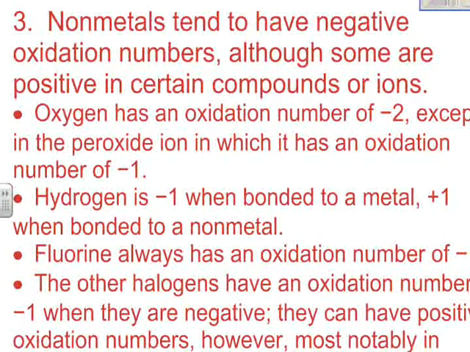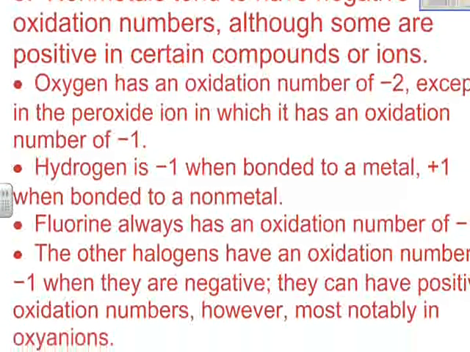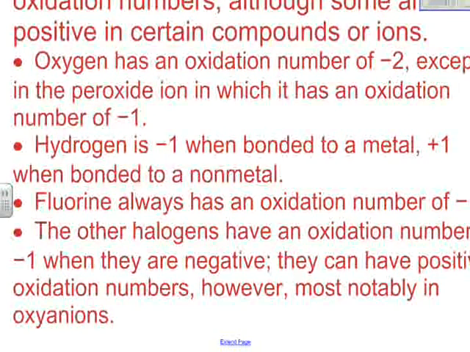Rule number 3, nonmetals tend to have a negative oxidation number, although some are positive in certain compounds or ions. So we'll see a couple of examples of those. Oxygen normally has an oxidation number of -2, except in peroxides. In the peroxide ion, it has an oxidation number of -1. Hydrogen will have an oxidation number of -1 when it's bonded to a metal, and +1 when it's bonded to a nonmetal. Fluorine always has an oxidation number of -1.